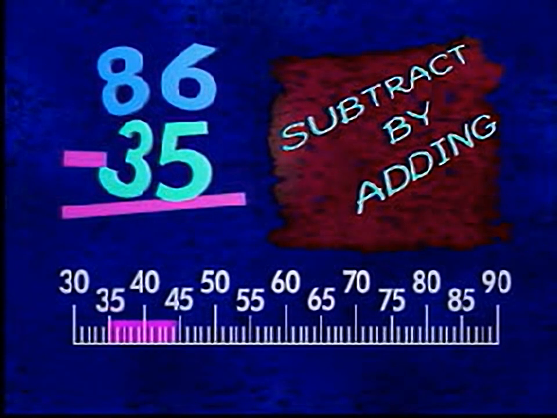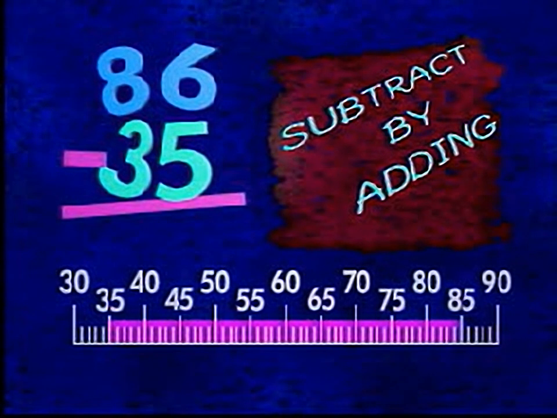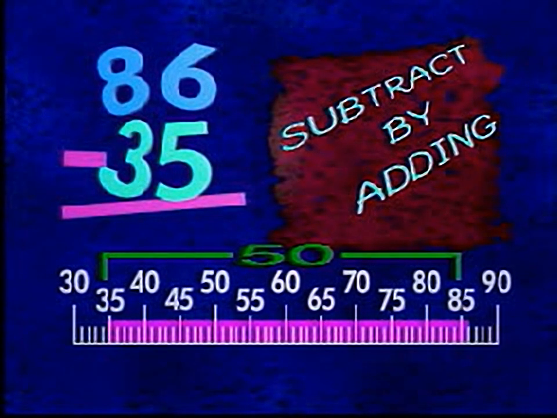Would you do another one while I watch? Sure. 86 minus 35. Start with 35. 45, 55, 65, 75, 85. And 1 more to 86. 5 tens and a 1 makes 51.